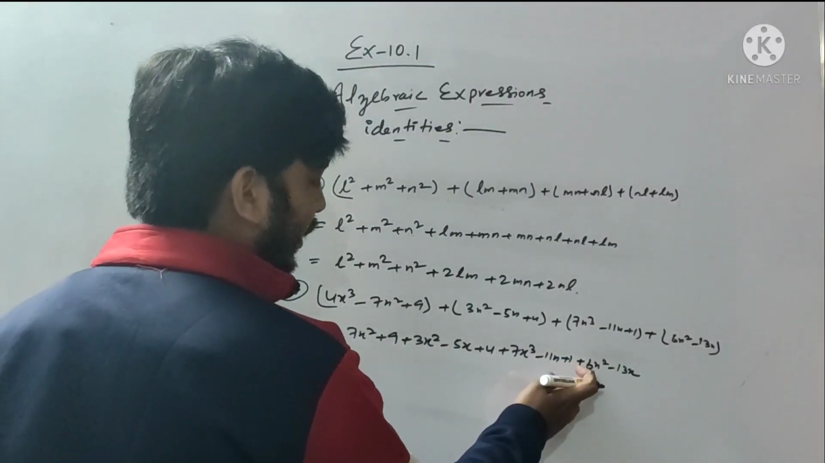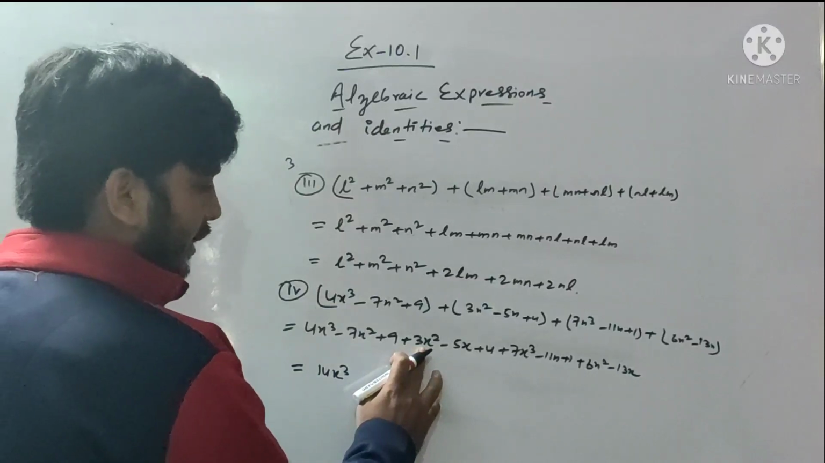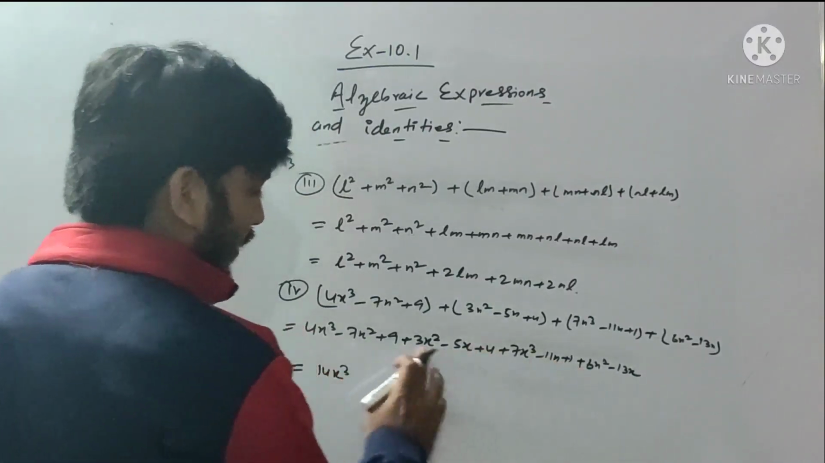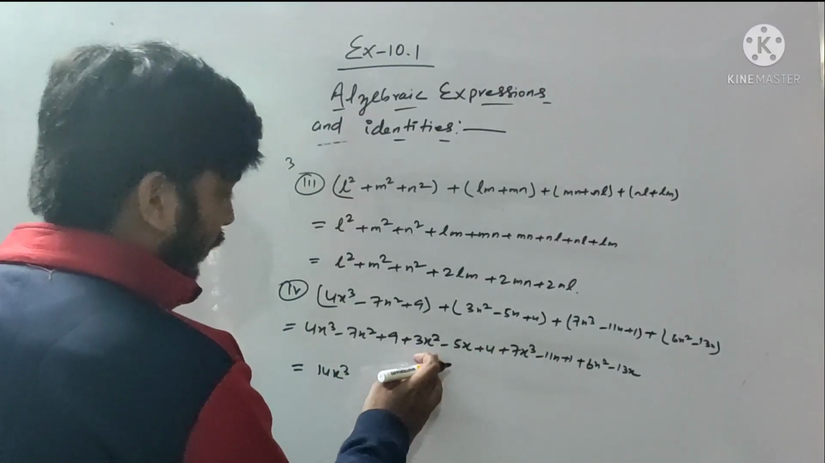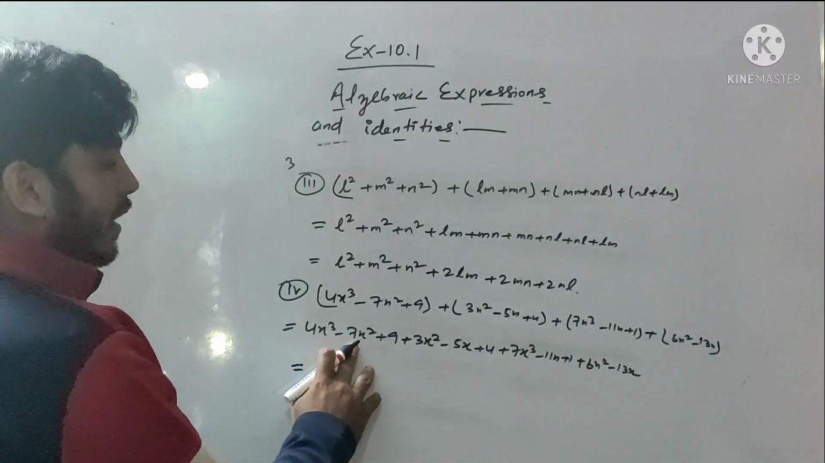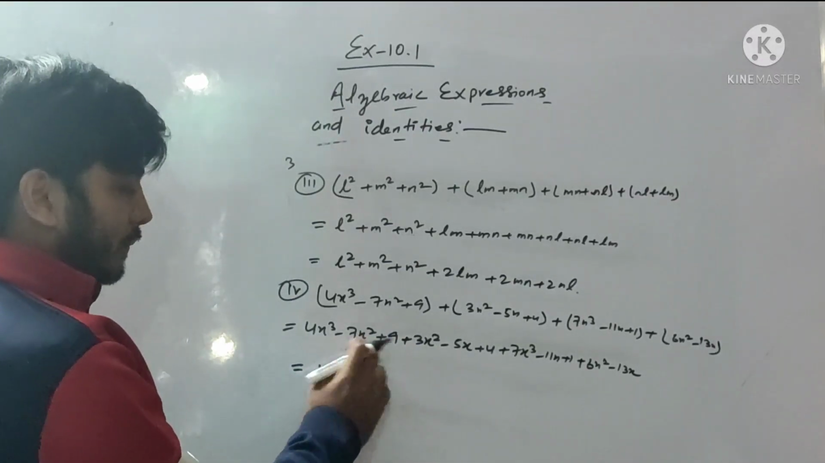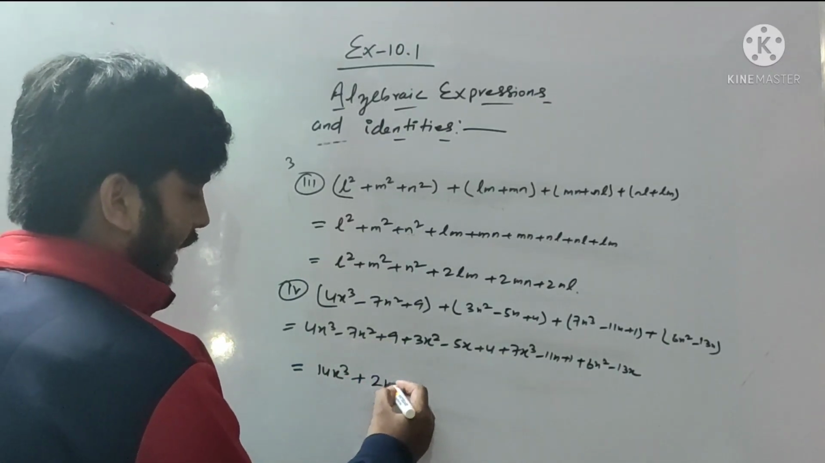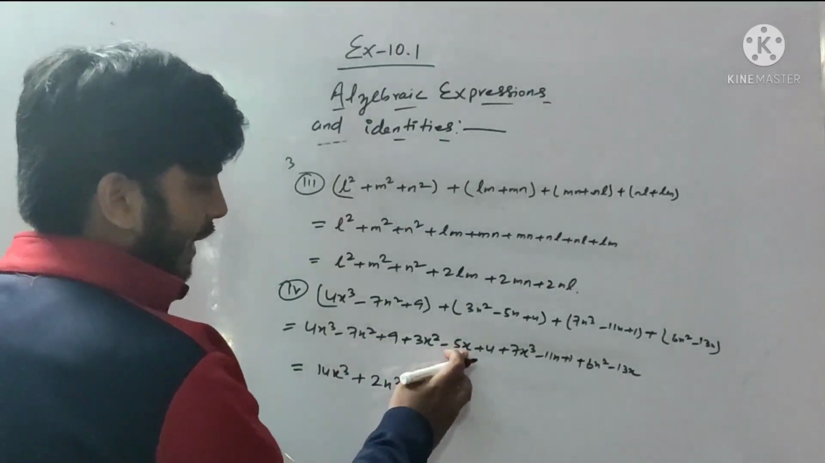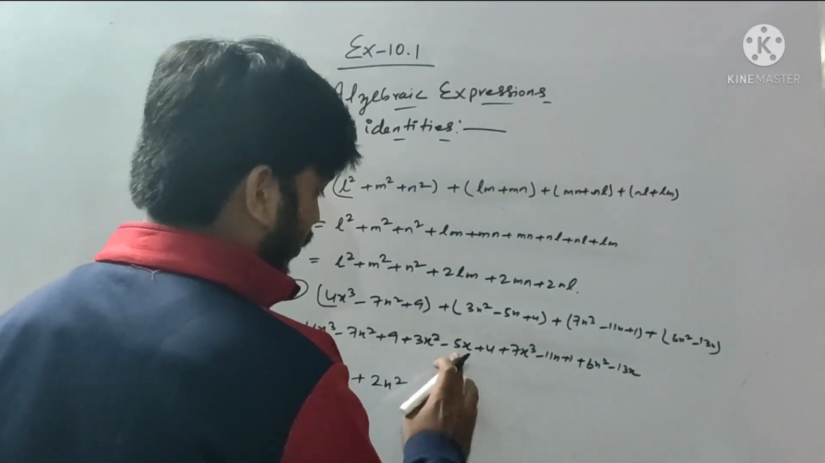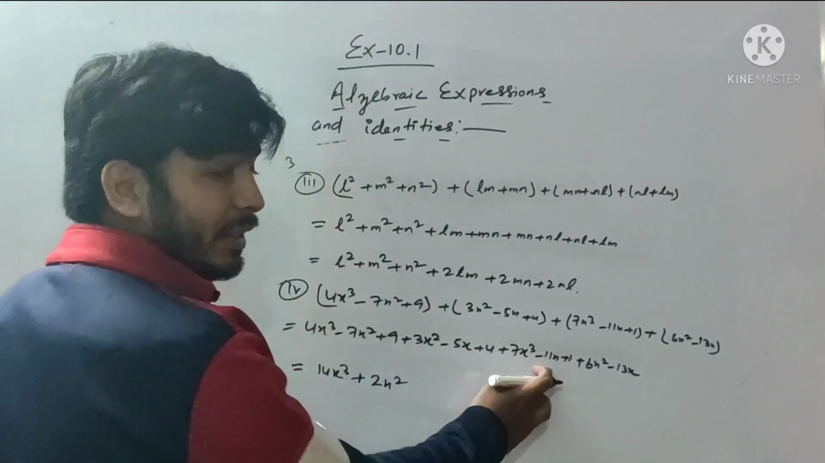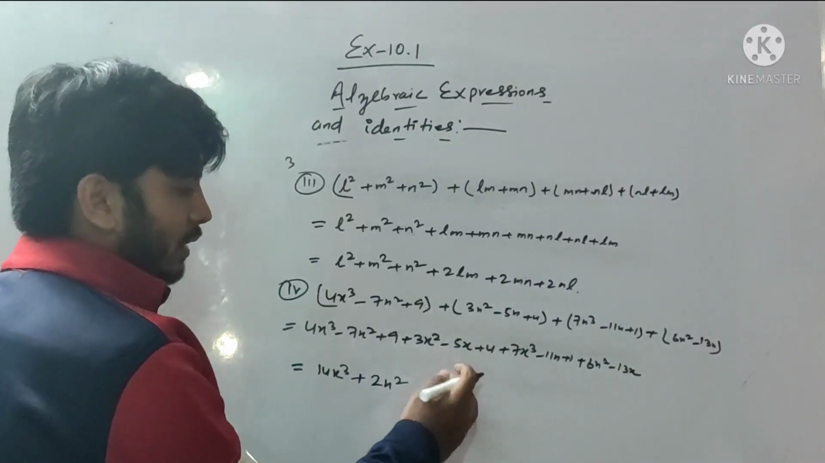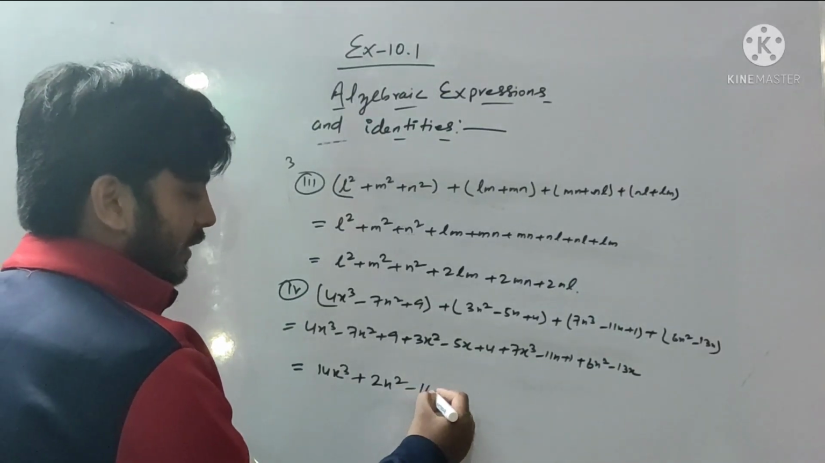So we need to add these two first. 6 plus 3 will be 9, and from 9 if you subtract 7, that will be 2. So it's plus 2, because this one is the bigger. So 2x square. Now here x, here x. So this is minus, so we need to add this one. So it will be minus 16x.